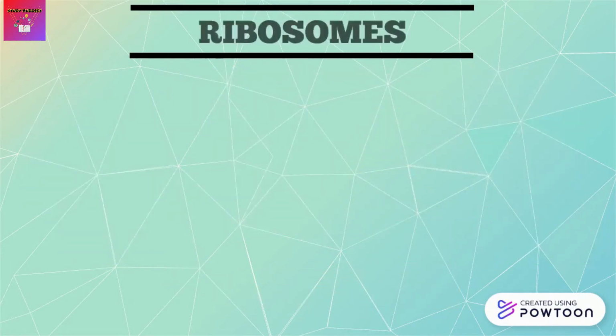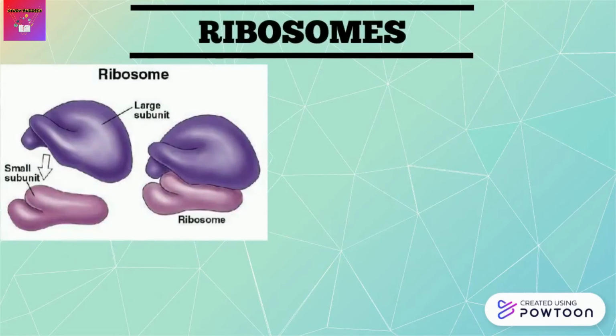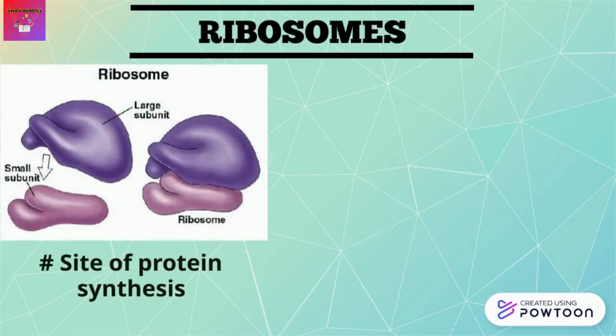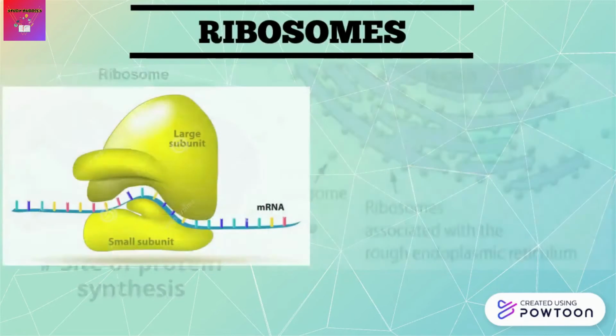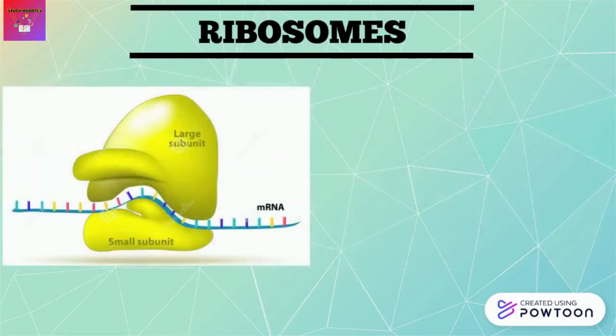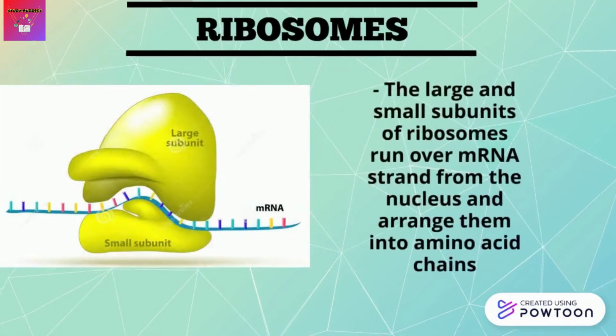The next structure we have is the ribosomes. Ribosomes are the site of protein synthesis. Ribosomes can be found freely scattered around the cell or attached to the RER, where proteins synthesized in the ribosomes are transported. A ribosome is made up of a large and a small subunit. These two subunits run over a strand of mRNA from the nucleus and assemble amino acid chains to be made into actual protein later.